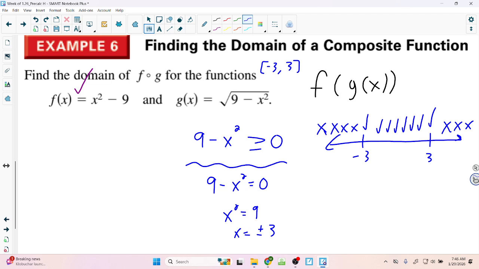Now my question is, are any of those values that come out of G, and I'm talking about the outputs of G, I'm not talking about the inputs, I'm talking about the outputs of G. Are any of those outputs of G going to cause a problem in F? Yes?